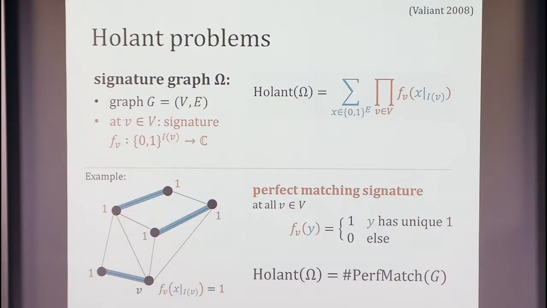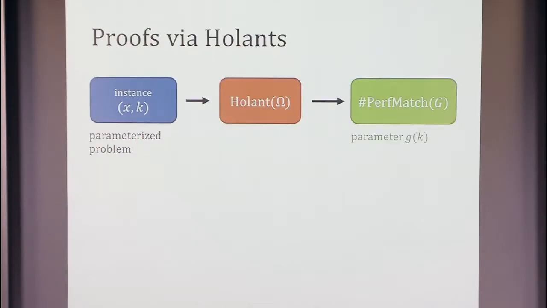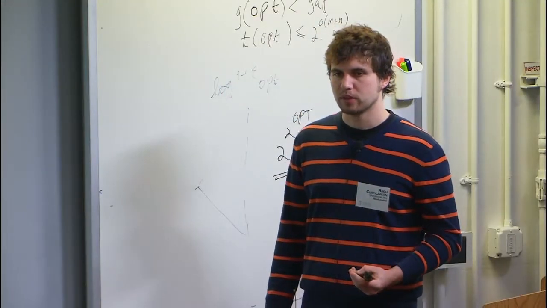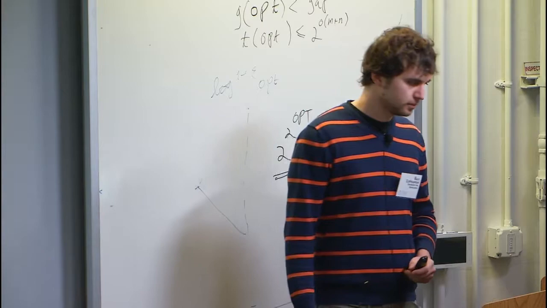And this is already nice, because it shows us that Holant problems are more general than counting perfect matchings, but we can encode counting perfect matchings in a natural way into it. But the fact that it's more general allows us to encode arbitrary parameterized problems into it, as long as these have some kind of local structure to it, which we can capture by these signatures.